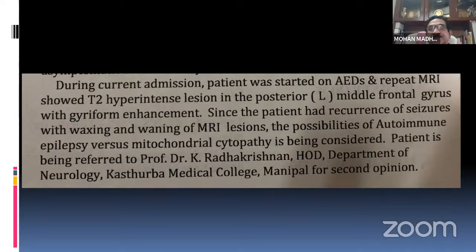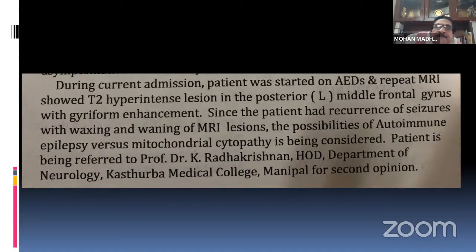Hyperintense lesion in the left posterior middle frontal gyrus with gyriform enhancement. Then I got confused about why the lesion would occur again in this case. Since the patient had recurrent, waxing and waning MRI lesions, the possibility of autoimmune epilepsy versus mitochondrial cytopathy was considered. So I thought I'd get a better second opinion. I referred to my guru, Dr. Radhakrishnan sir, who was at that time in Manipal. So I sent the patient over to him.